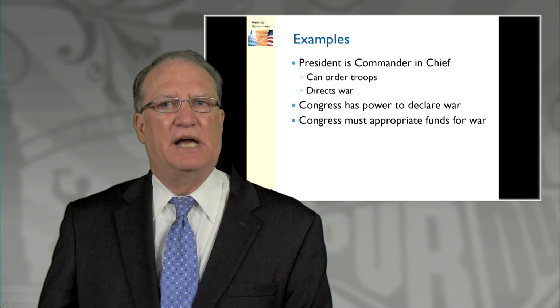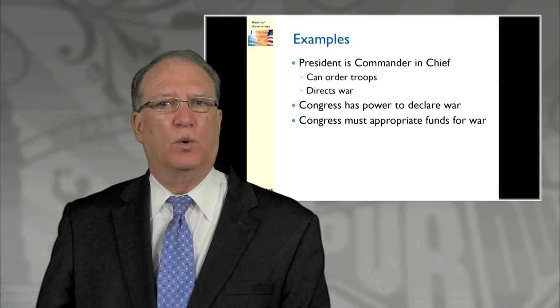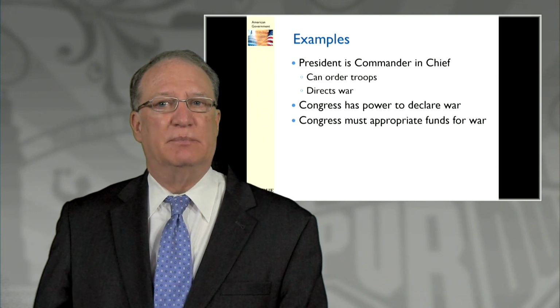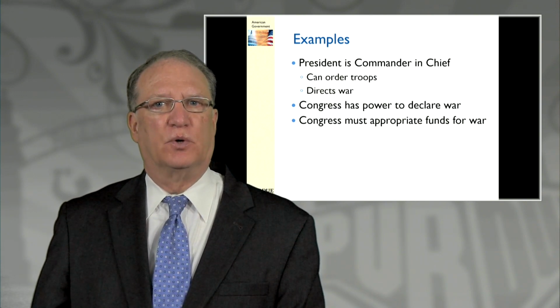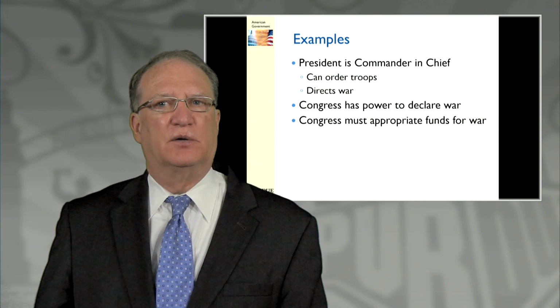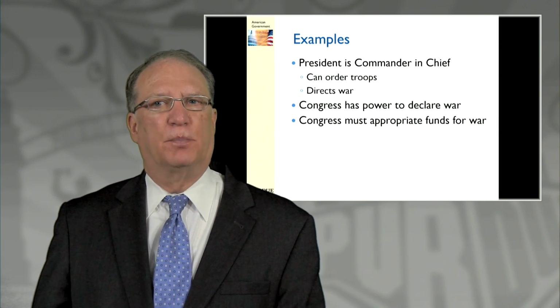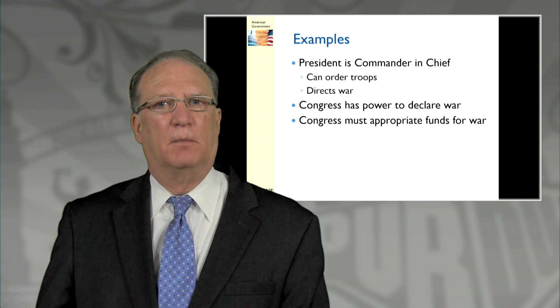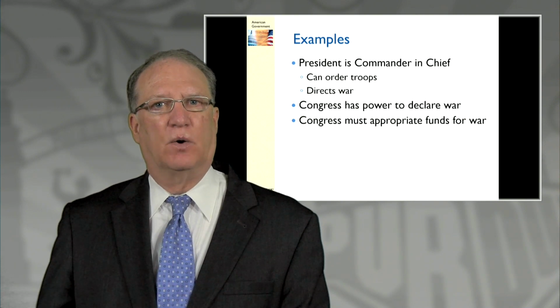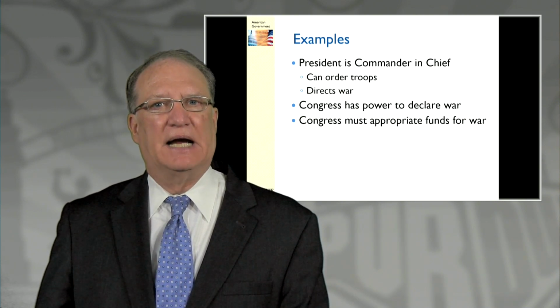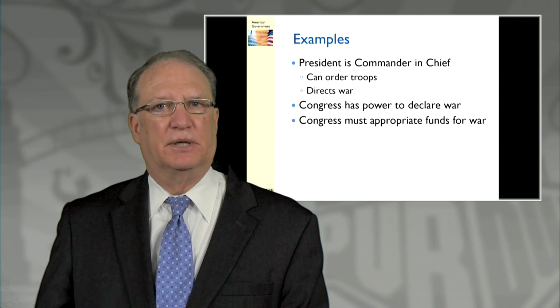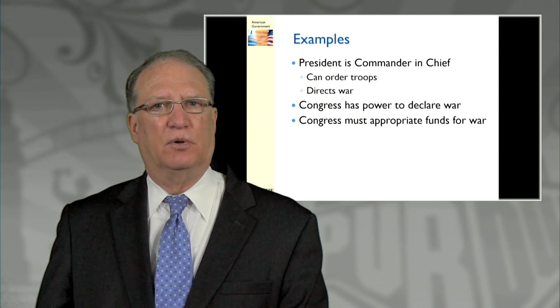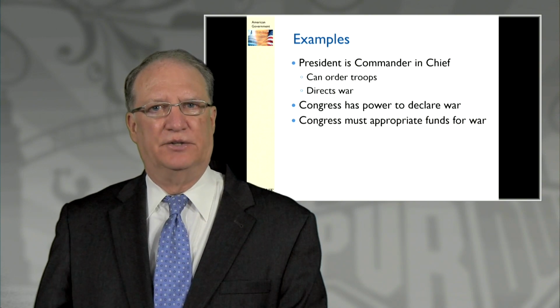The president is commander-in-chief, which means the president can order troops, can direct war, can move ships and troops across the world. But the Congress has the power to declare war, and the Congress must appropriate funds for war. So when we get into prolonged and unpopular wars, we get the Congress hearing from the people that want to limit how long the war goes on, perhaps ordering a timetable, cutting back on funds, and trying to limit the president in that regard. And that's a very good example of where the checks and balances were intended to work.